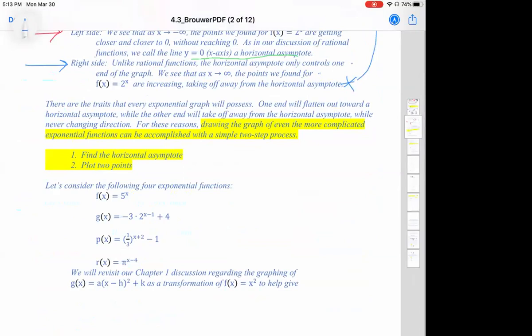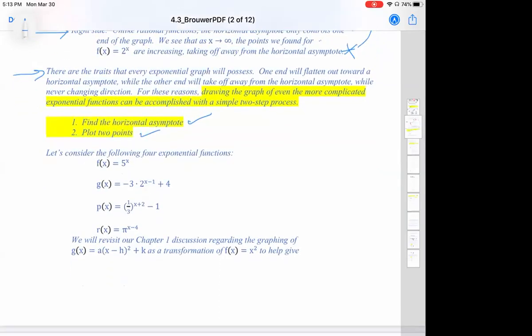Moving forward, we're going to do another example. There are traits that every exponential graph will possess. One end will flatten out towards a horizontal asymptote, while the other end will take away from the horizontal asymptote while never changing direction. For these reasons, drawing the graph of even the more complicated exponential functions can be accomplished with a simple two-step process: find the horizontal asymptote and plot 2 points. So let's go ahead and do that.